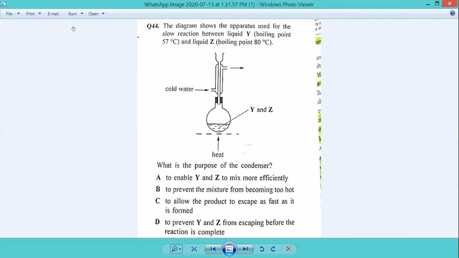Okay, so who's going to answer? Okay, Alicia. Yes. I think it's D. D, to prevent Y and Z from escaping before the reaction is complete. Okay, also discuss why A, B, and C might be wrong.